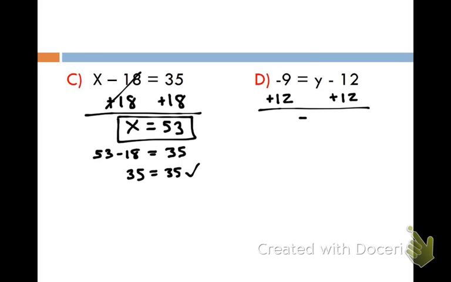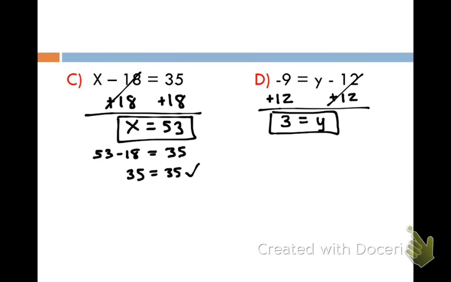Keep going. Then you put negative 9 plus 12 equals 3. And 3 equals y. Okay, what do I do with my negative 12 and positive 12? It's a 0. Okay, I canceled that out. Great job.